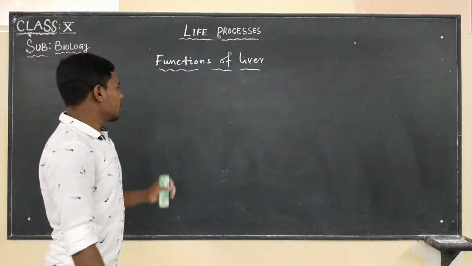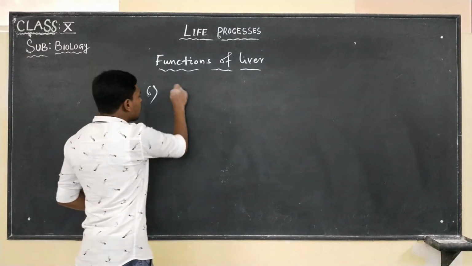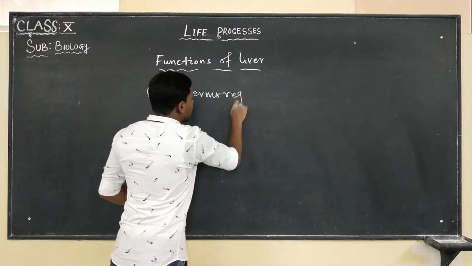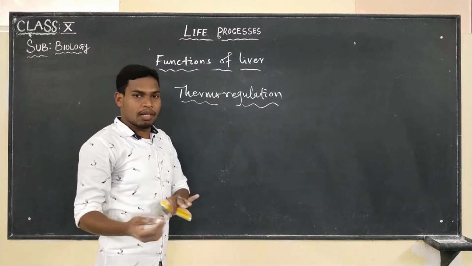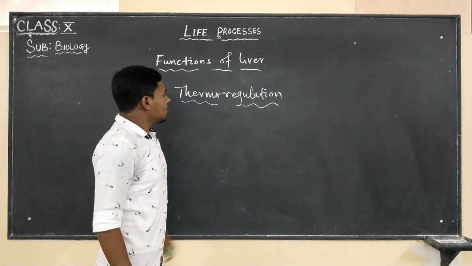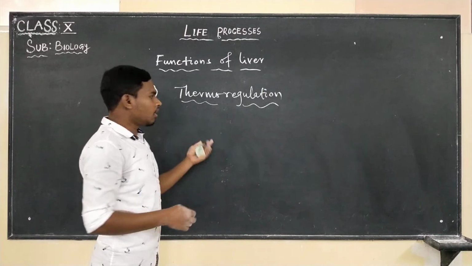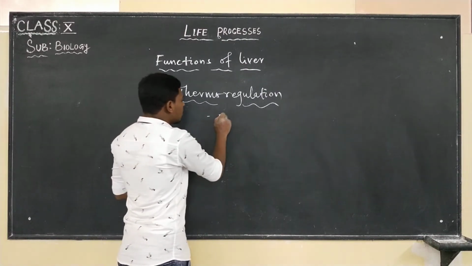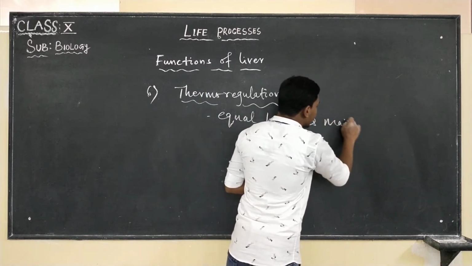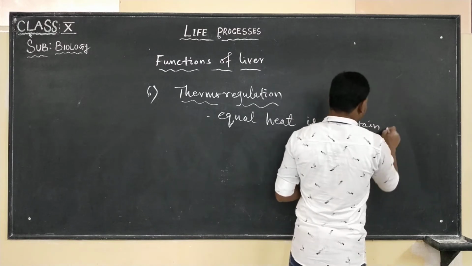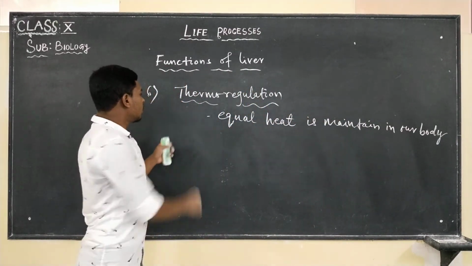The next function of the liver that we are going to see is thermoregulation. We know that all the cells, through cellular metabolism, produce heat. So the liver is the organ which distributes heat equally in our body. Thermoregulation means regulation of heat. Equal heat is maintained in our body by the organ known as the liver. This is also one important function.